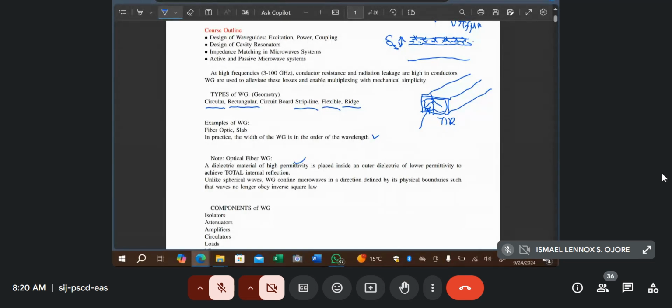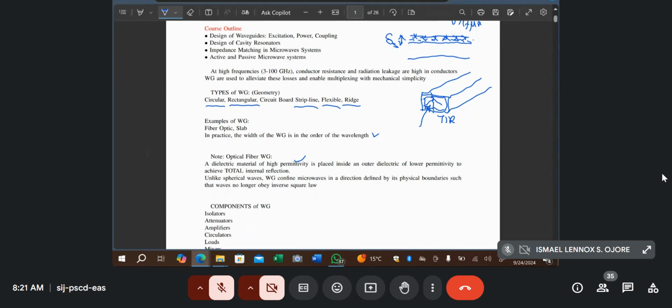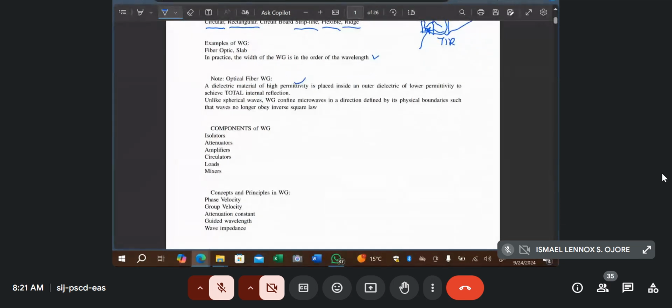So what about if it were optical fiber? We'll be able to discuss this more in our tutorials. If it were optical fiber, we also use the same, a dielectric material of high permittivity to achieve a high refractive index. So for the outer, we put a lower permittivity, again to achieve total internal reflection. That we will be able to see when we are discussing different types of waveguides.